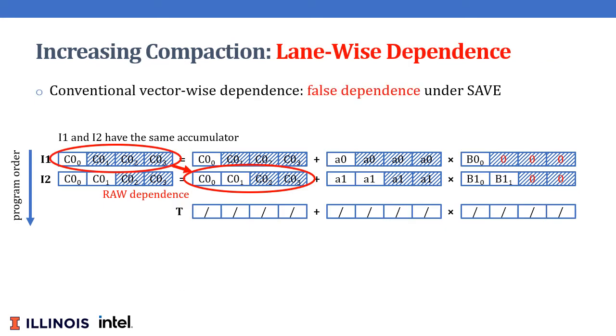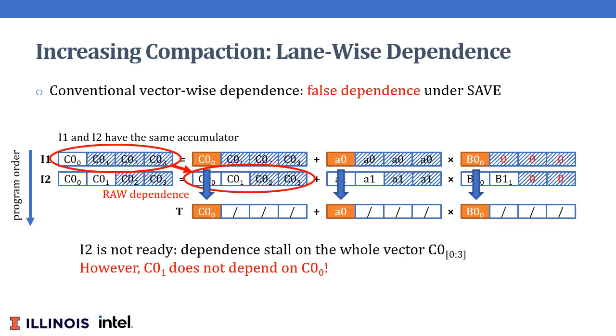Besides rotation, we apply another optimization to further increase the rate of compaction. We notice that conventional vectorized dependence can have false dependence under SAVE. This happens when 2 instructions share the same accumulator, such as in this example. Here, the accumulation base in I2 depends on the destination in I1 with a read after write dependence. As a result, I2 is not ready until I1 finishes.